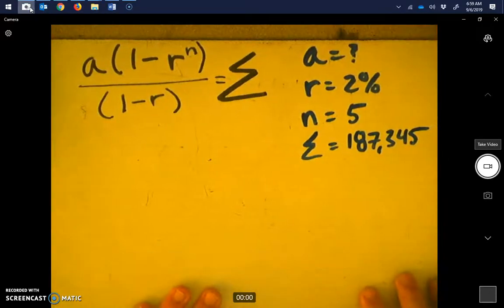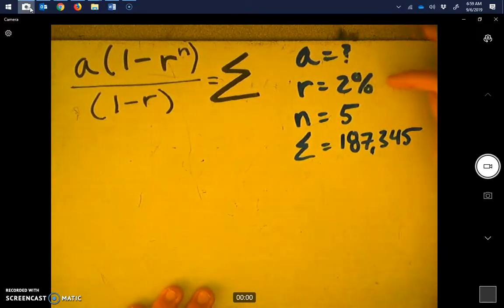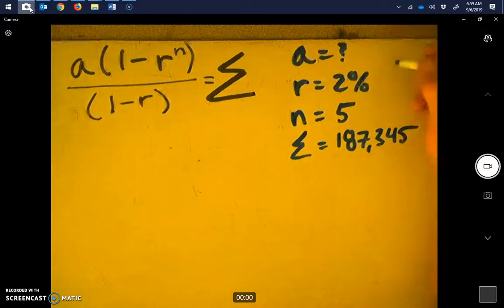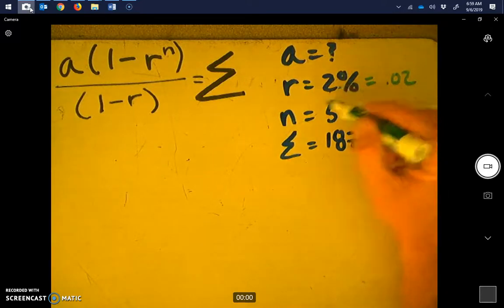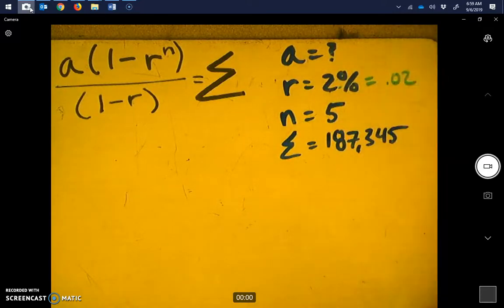Okay, so first thing we need to talk about is this percent. Whenever you see percents, we need to change that number to a decimal immediately. We cannot use percents in math. So 2% is equal to 0.02. If you don't know how that works, ask me. It's pretty simple. You just take wherever the decimal is originally in the percent and you move it to the left 2 spots and we get 0.02.